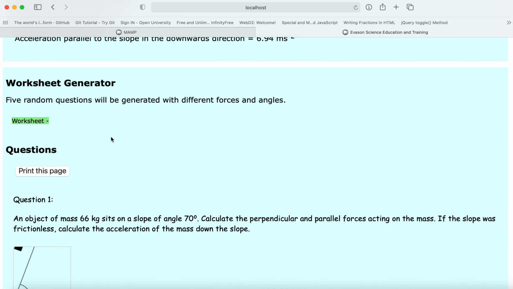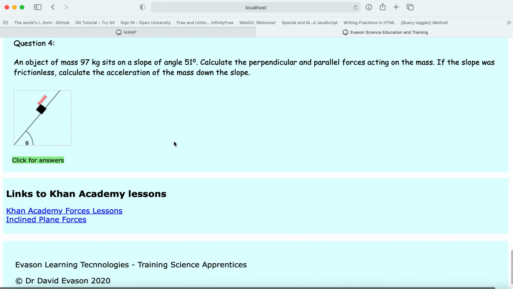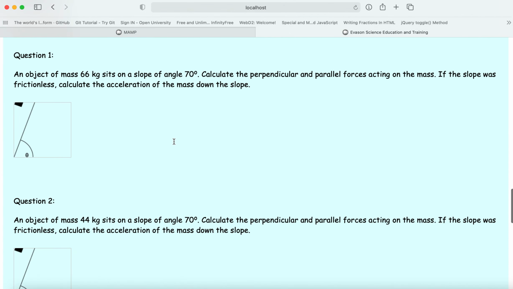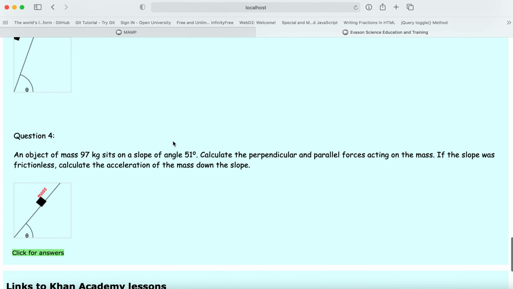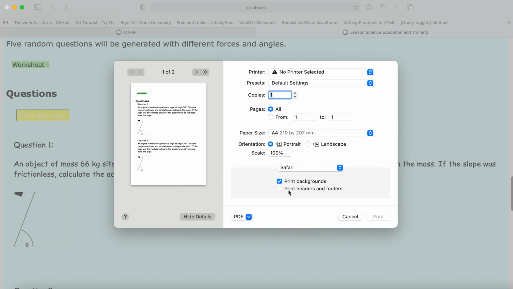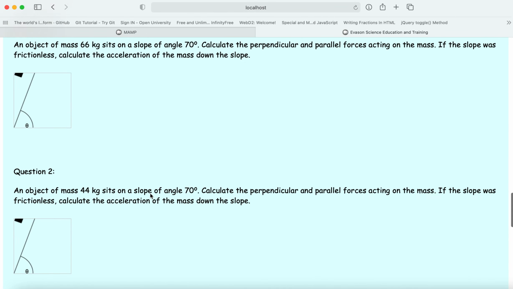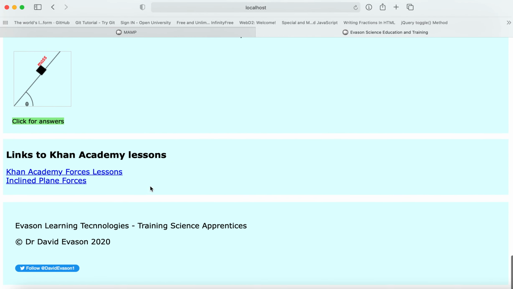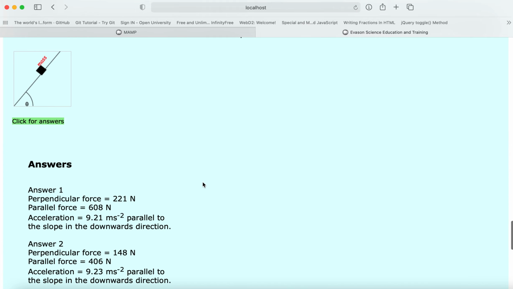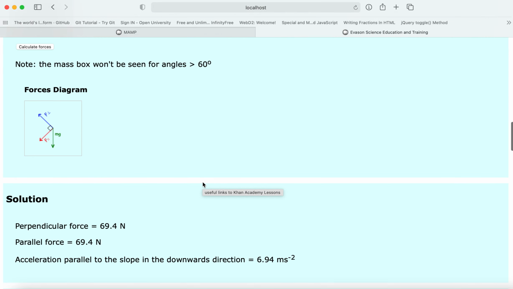But then I also had a worksheet where it would randomly generate questions. You could print the page here, and then the questions would be printed, and then also you could get the answers. So the teacher would have the answers. So that was that.